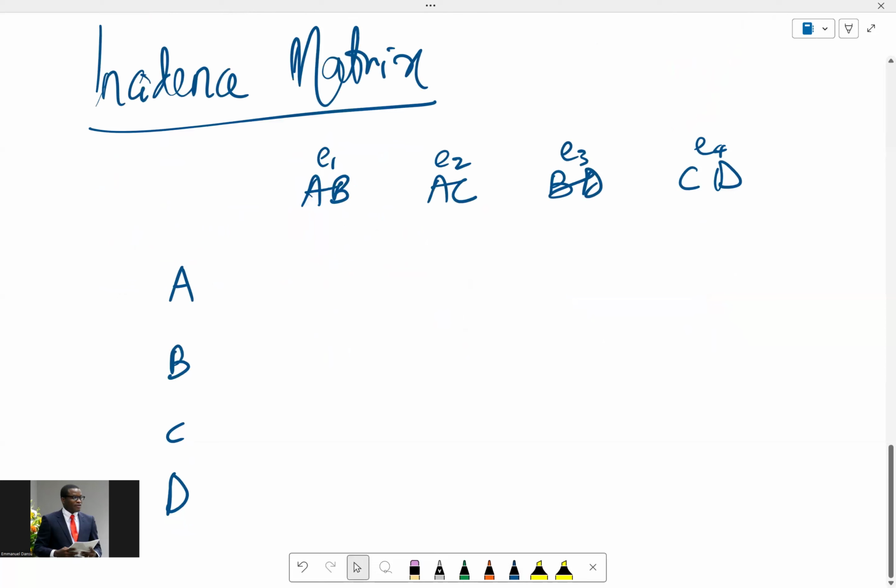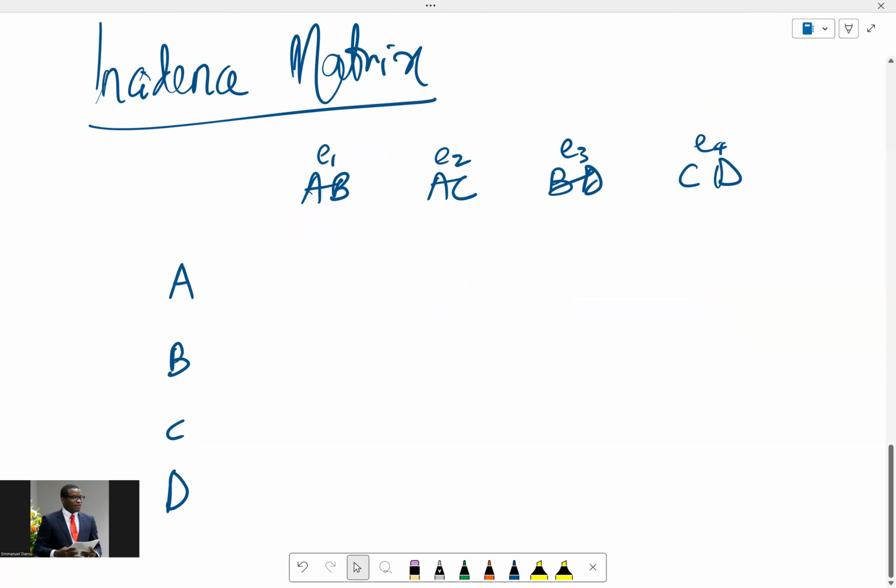It's very simple. If a vertex is part of an edge, then it is incident to the edge. So A is incident to AB, because here you can find A. A is incident to AC. A is not incident to BD, so that will be 0. A is not incident to CD, that's 0. Then B is incident to AB, that's 1 because you can find B.